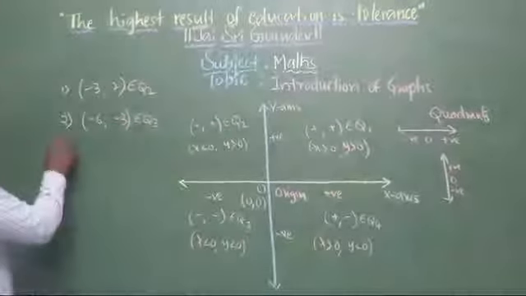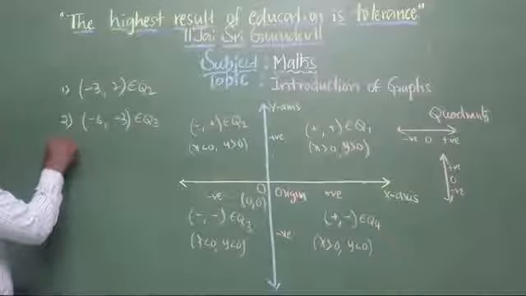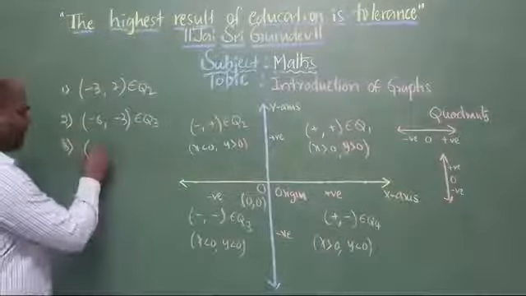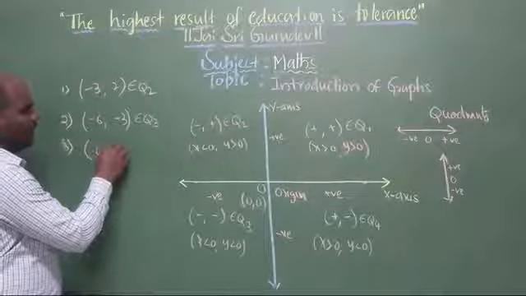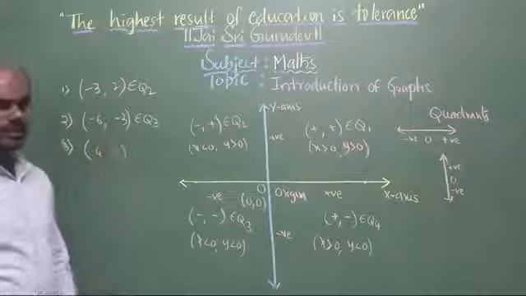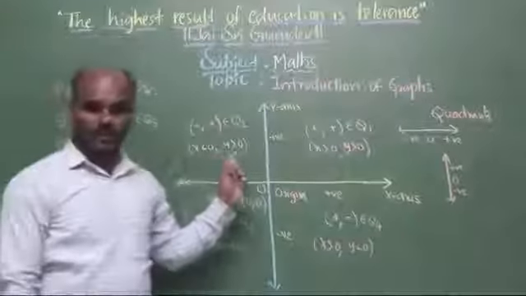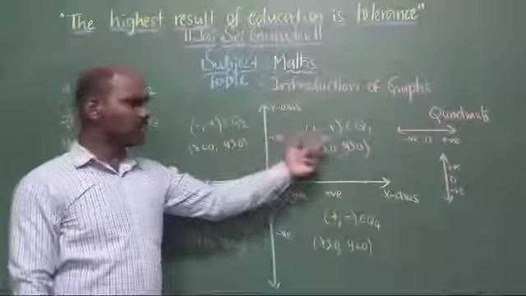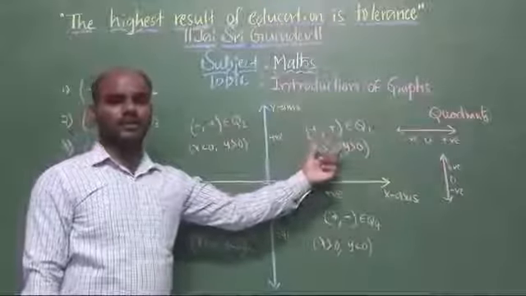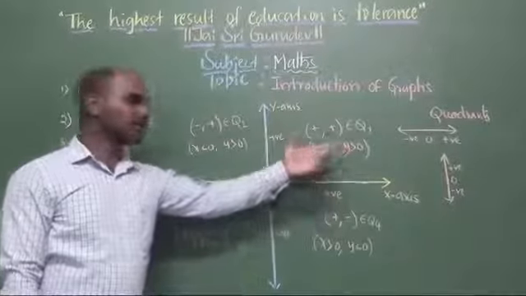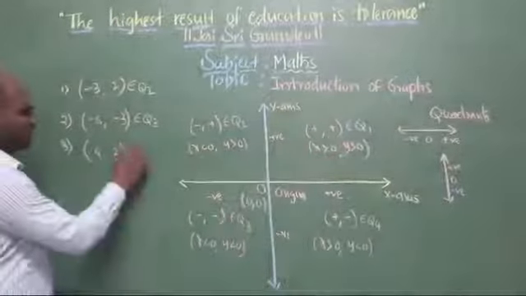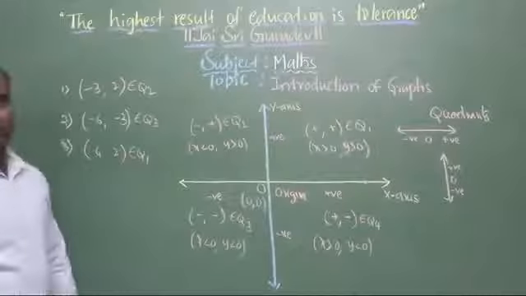Next, we take 6 and plus 2. Both values are positive. When both are positive, which quadrant is it? It belongs to Q1.